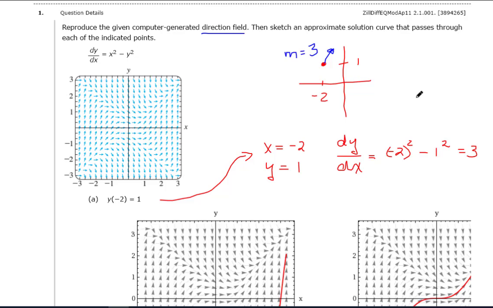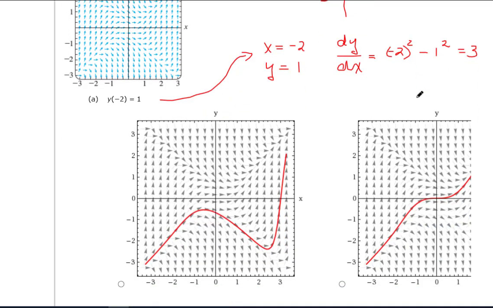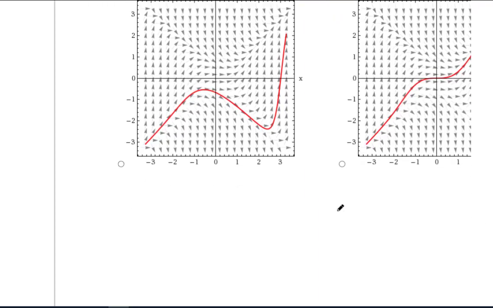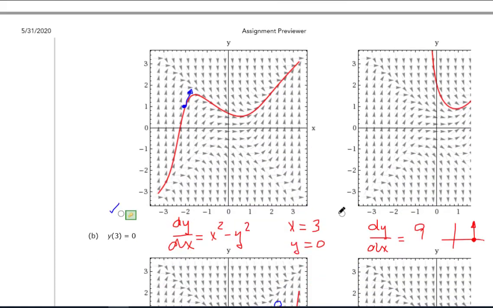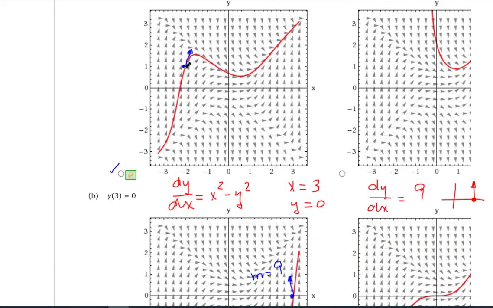So in our problem, they're asking us which of these graphs is actually correct. Well, let's see. -2, 1. Well, the red line isn't there. -2, 1, not there. And if we get here to this particular line at -2, 1, notice the solution curve, which is going through the steering currents, is there at that particular point.